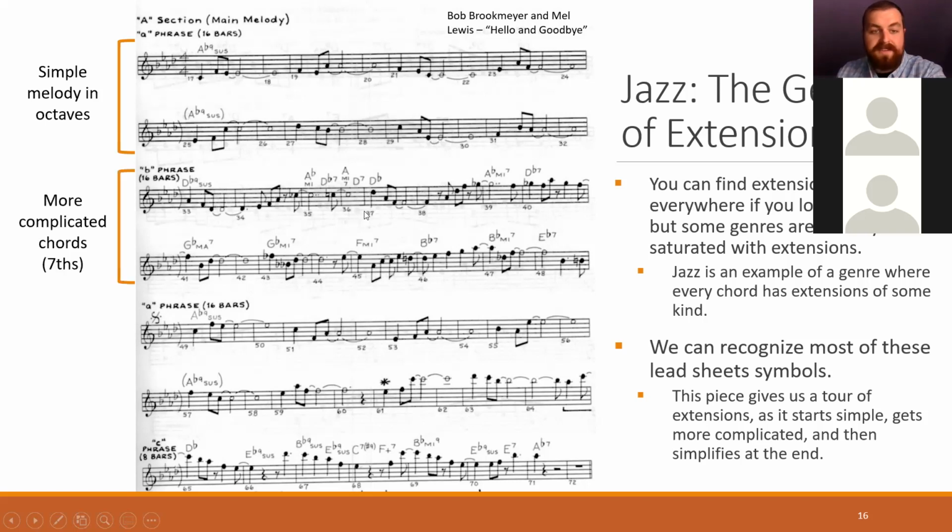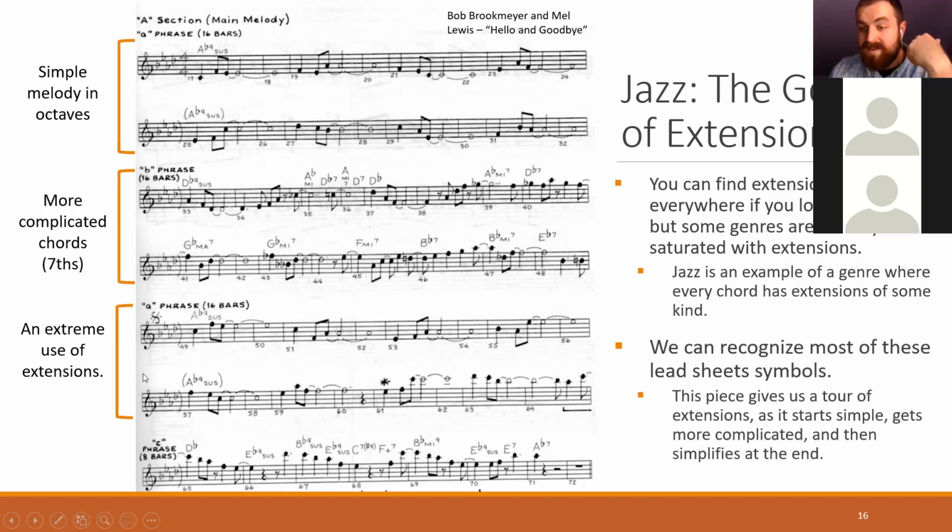As they play this 16-bar passage, this B section, you get more complicated chords. You see this in the lead sheet. You see 7th chords. You see chords change more often, and you'll hear more instruments playing harmony, playing other notes of the chord alongside the melody. Here, the lead sheet just gives up as a heads up, there's an extreme use of extension.